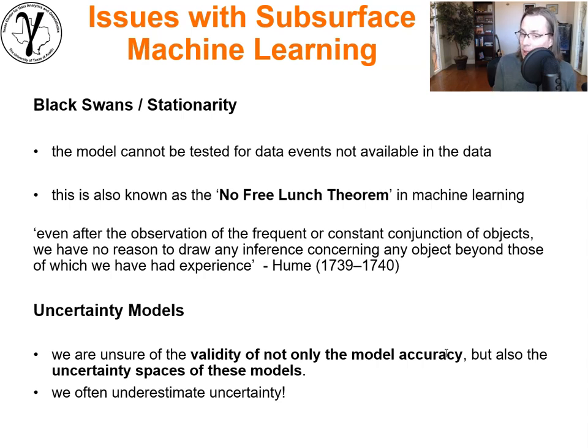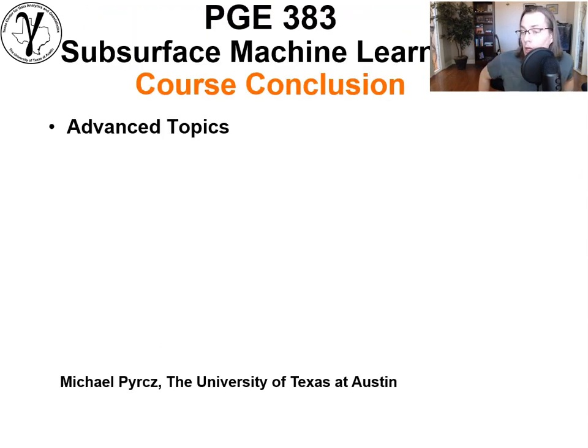And in addition to this, we often do underestimate the uncertainty. This is a cognitive bias we often have. We believe that we know more than we actually do about many systems. All right, I'm going to conclude there.